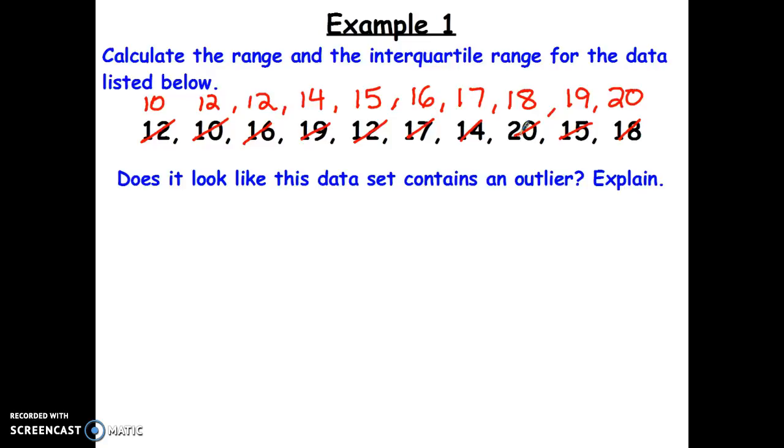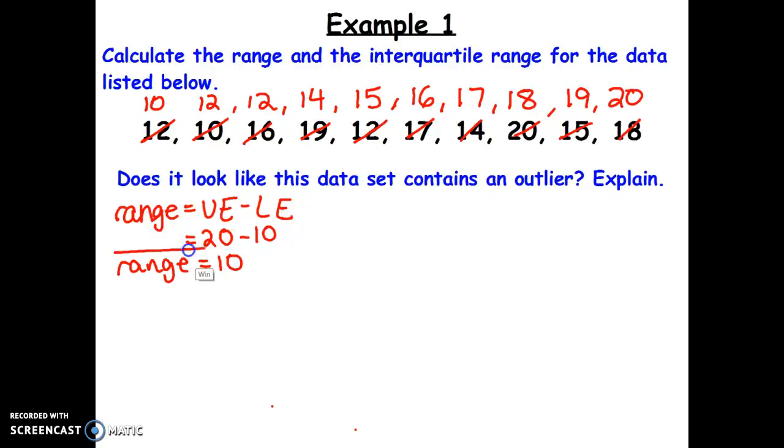Okay, so now that we have our data listed in order from least to greatest, we calculate our range by taking the upper extreme and subtracting the lower extreme. So the upper extreme is 20, that's our biggest number. And our lower extreme is 10, that's our smallest number. So our range equals 10.